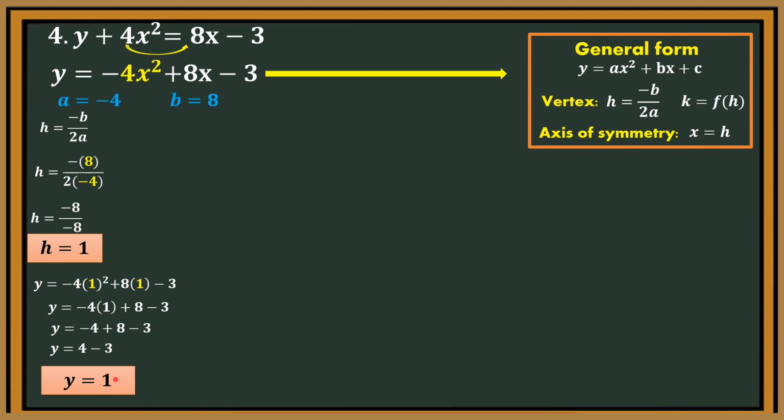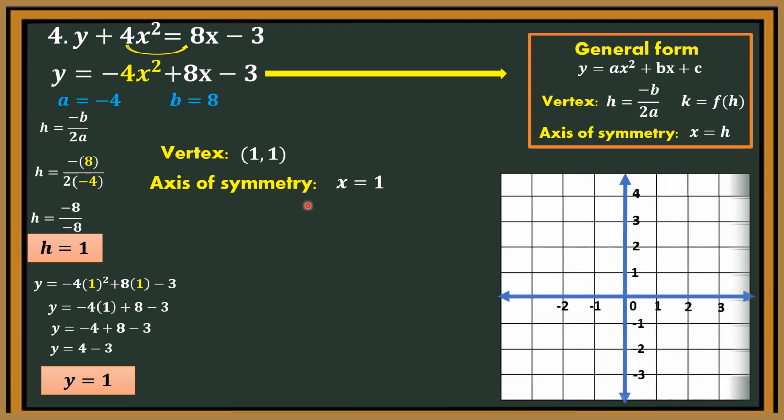So, meron na tayong y, meron na rin tayong k. Pareho lang sila. Therefore, ang vertex natin ay 1, 1. Axis of symmetry, x is equal to 1. So, meron na tayong vertex, may axis of symmetry, pwede na tayo mag-graph. Let us plot the vertex 1, 1. So, andito ang 1, papunta kay 1. So, nandito ang point or yung dot. Then, kung nasan si vertex, nandun din si axis of symmetry. So, pwede tayong kumuha kung saan niyo gusto, sa left or sa right side.